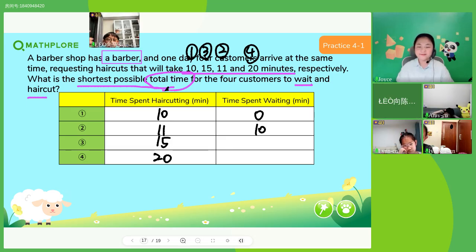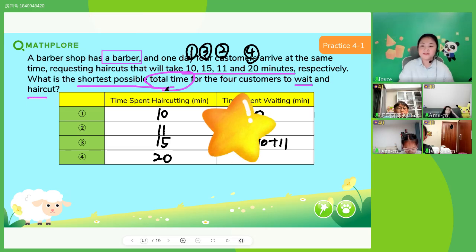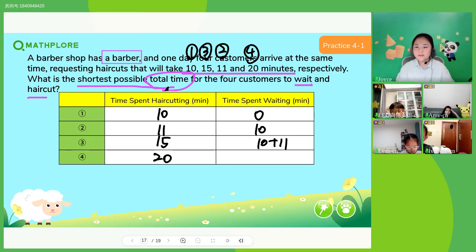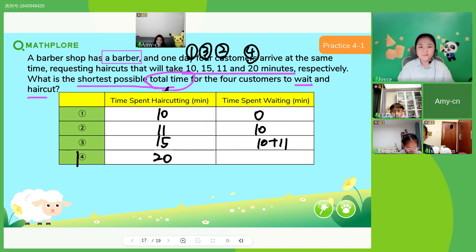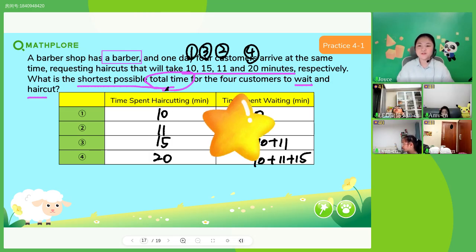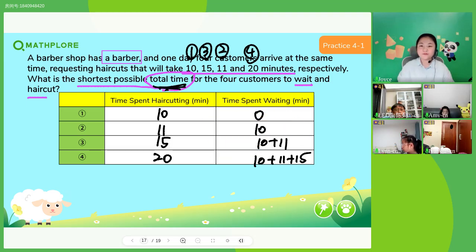Third person waits 11. Yeah, you guys can tell me together. 10 plus 11, right? Good job. We can write the expression out. And then we have Amy. The last person has to wait for how many minutes? The last person has to wait for the first 3 people, right? Yes, it's 10 plus 11 and plus 15, right? 15. Yes, good job.